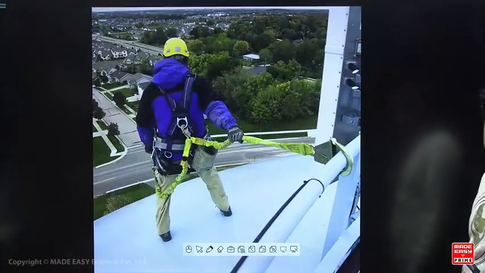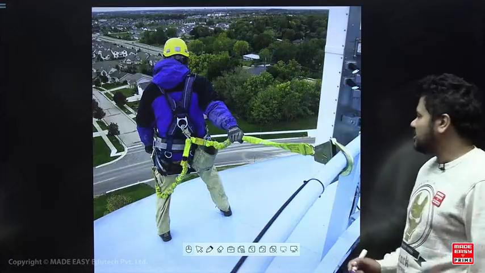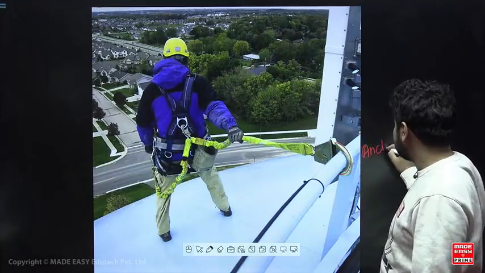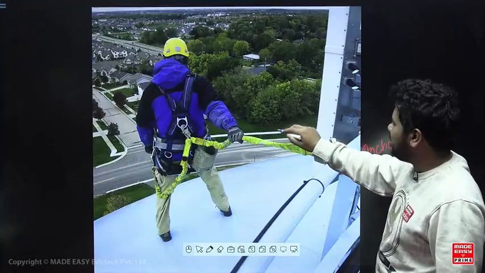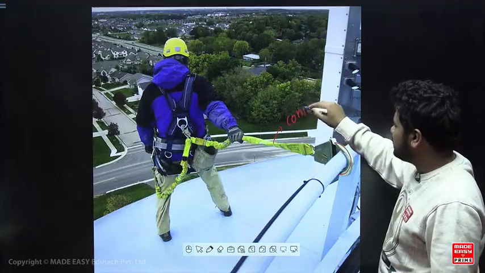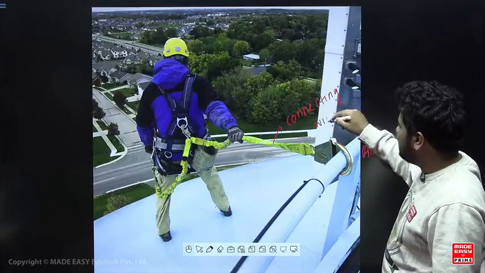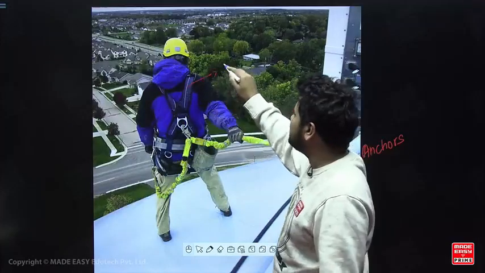This is called as fall arrest system. You can see that a person is working at a very height, बहुत ऊंचे जगह पे काम कर रहा है. These are called as anchors. These are basically connecting ropes or wires. Connecting wires कह लो, right? And these are basically harness.